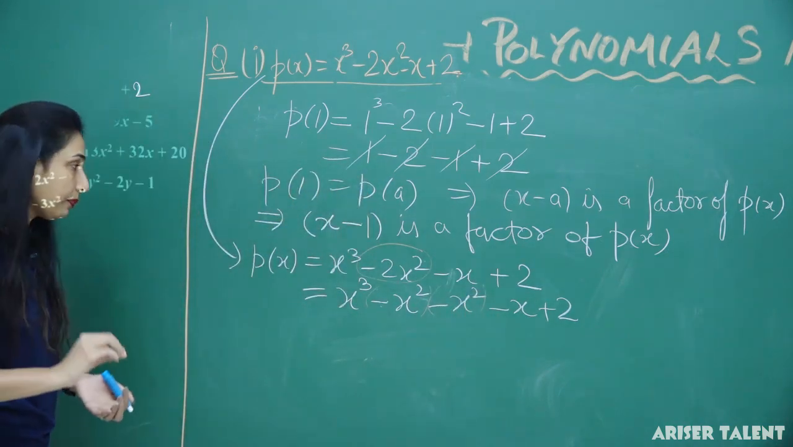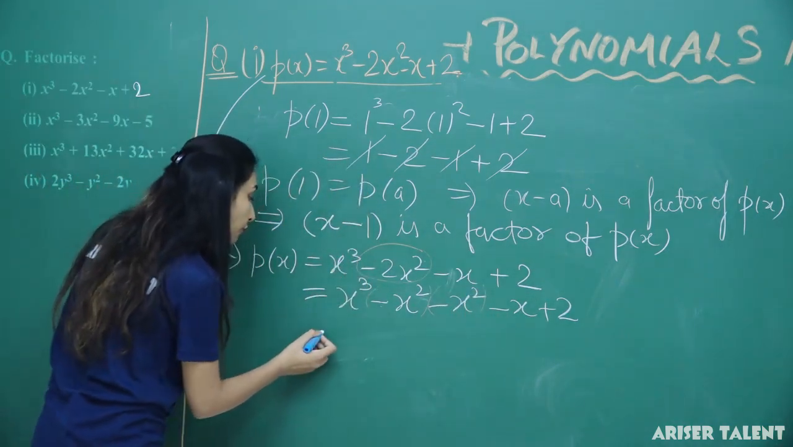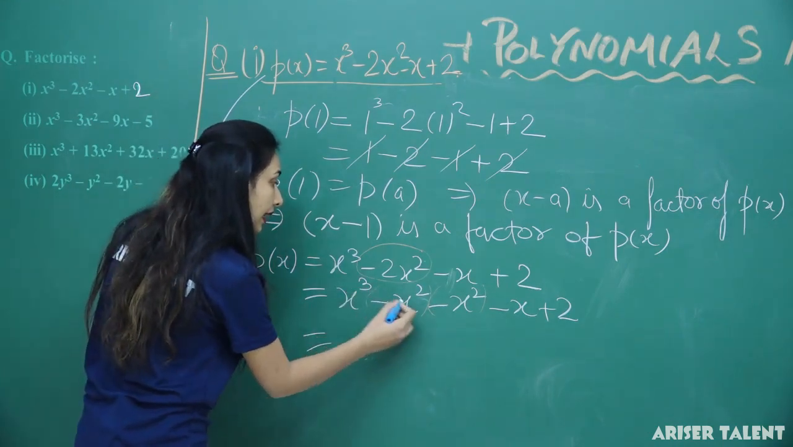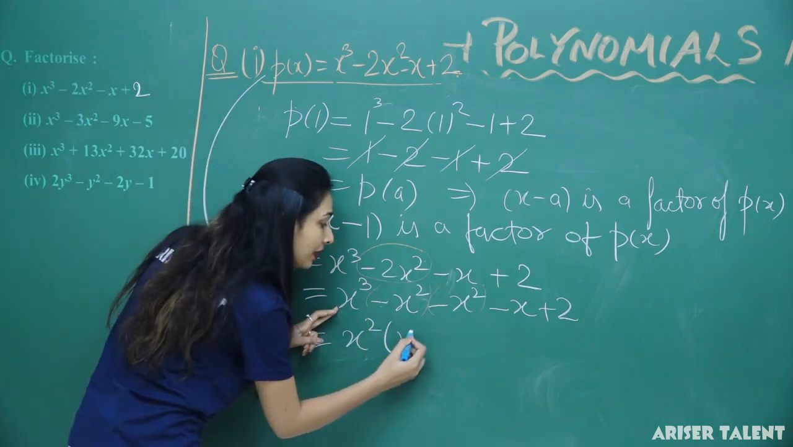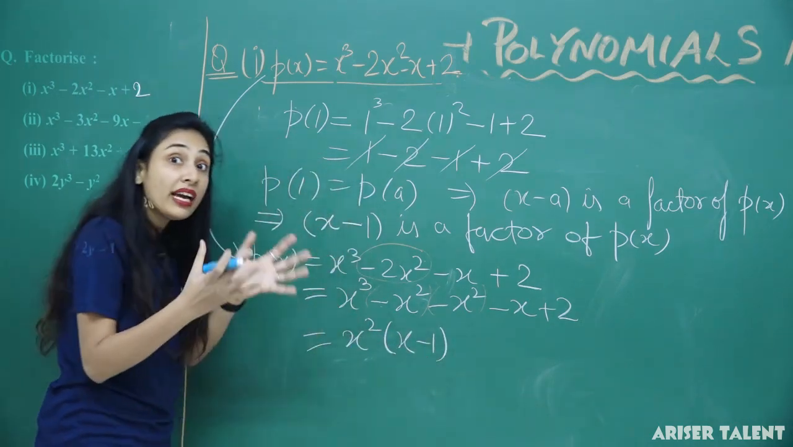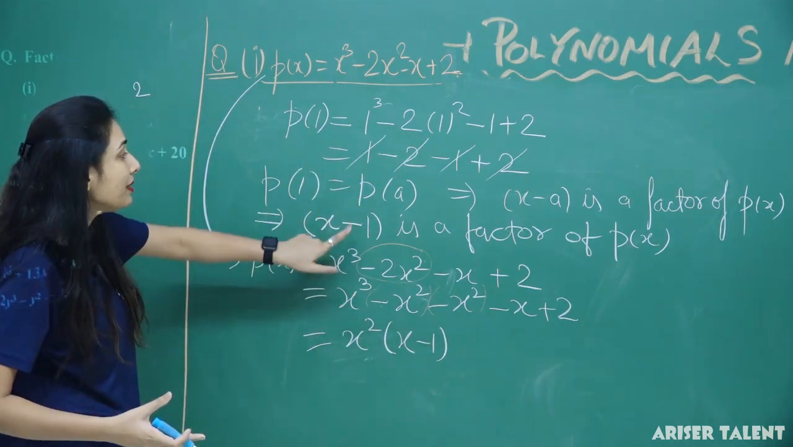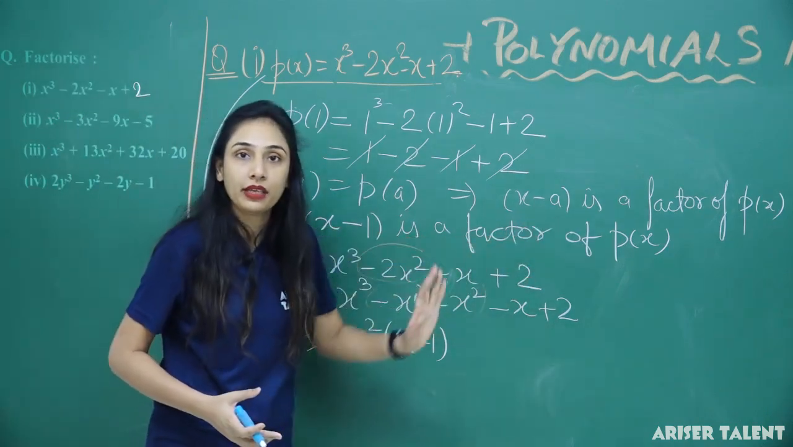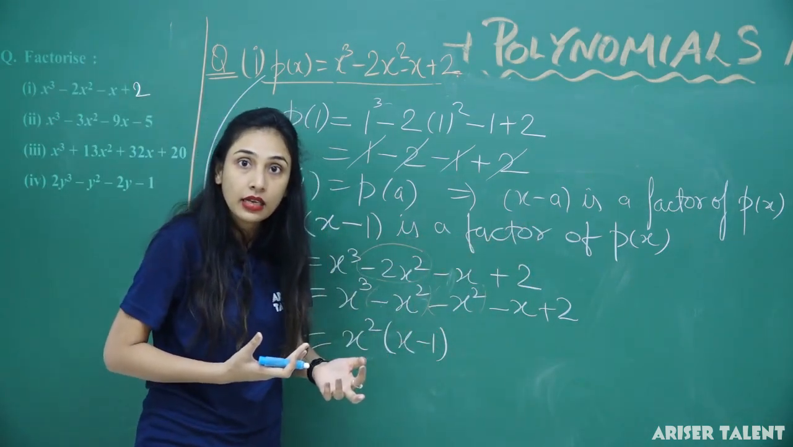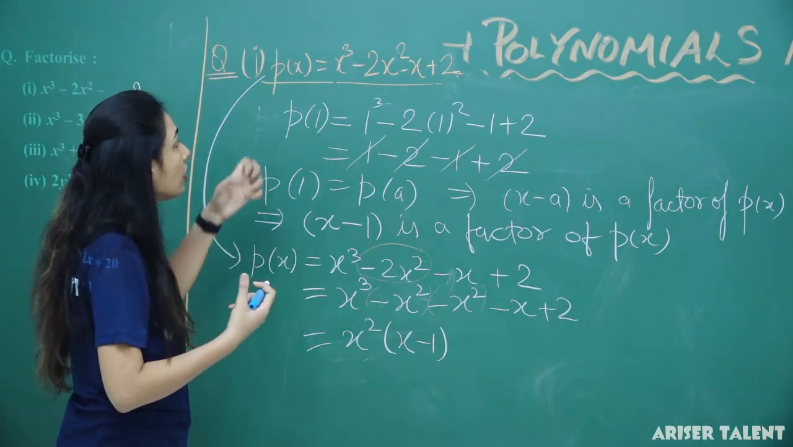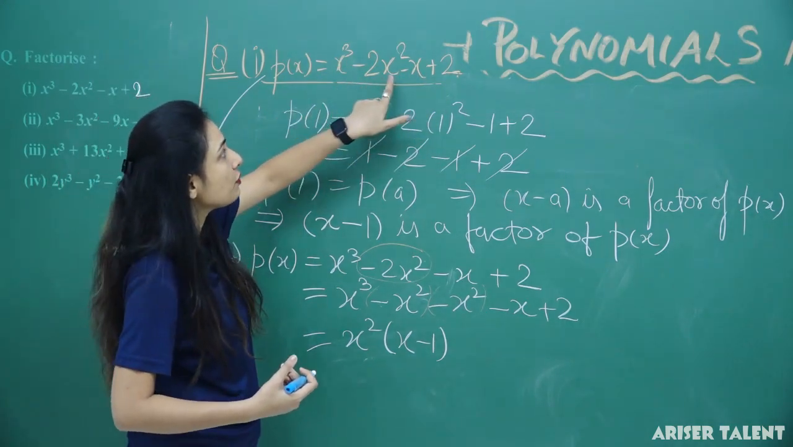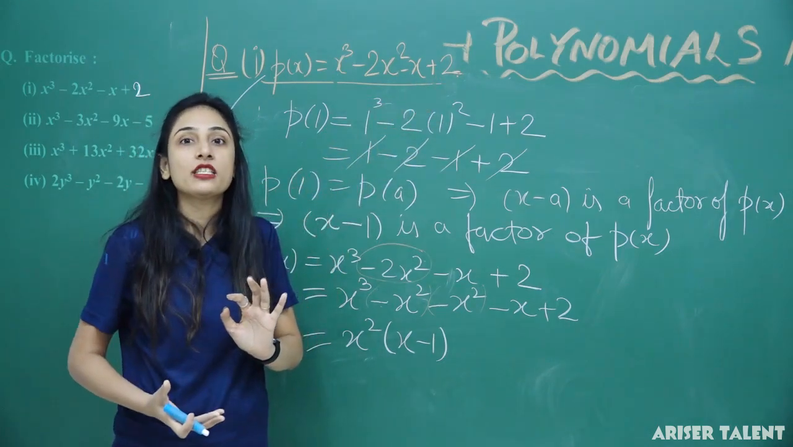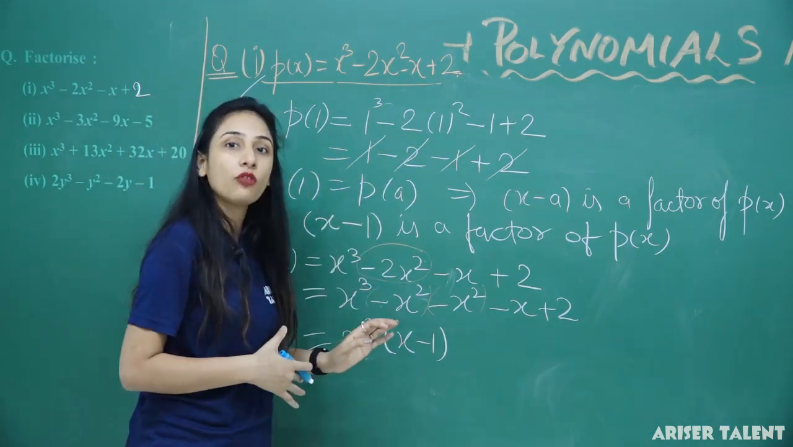Okay, getting my point. Now, why did we do that? Because here I can take x square common and I'll be remaining with x minus 1. Why is this x minus 1 so important? Because it is a factor of px and I have to factorize it, and that was becoming so disturbing for me because I was getting this x cube here and I'm not having this particular format of x square plus bx plus c. So I have to change it into that format.